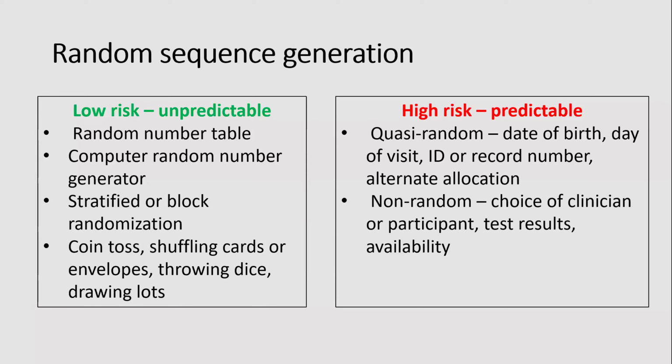Or else they might have mentioned that randomization was done based on date of birth, day of visit of the patient, or odd or even numbers they had allocated, or just the hospital record number. If those kinds of things have been used, but they still mention it as a randomized control trial, we know that is not an appropriate method for random sequence generation. In those cases, we will mention that the study is at high risk of bias. Or they mention a non-random choice of clinician or participant, test results, or the availability of the participants.